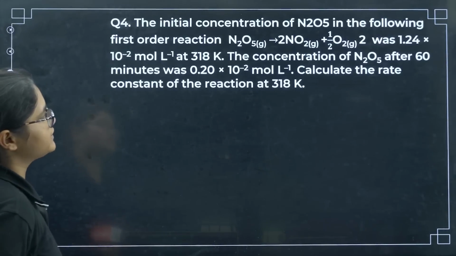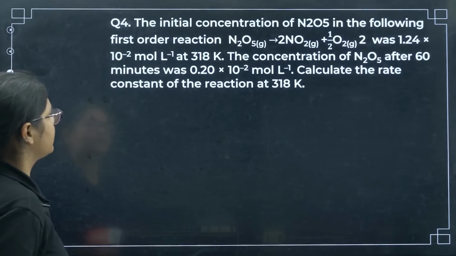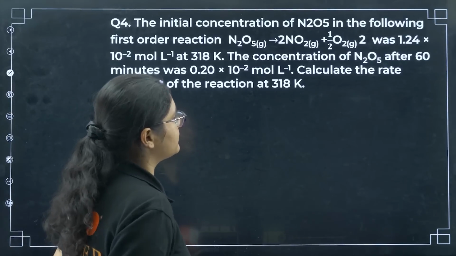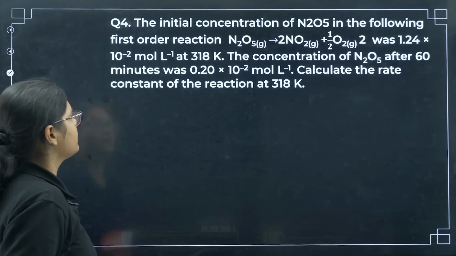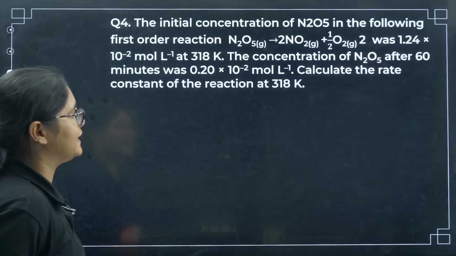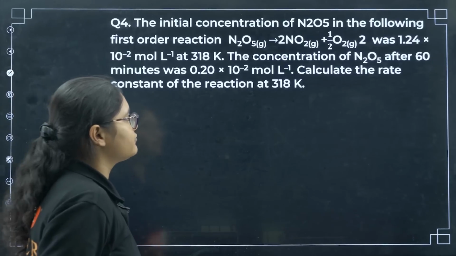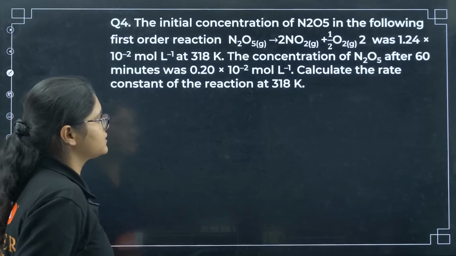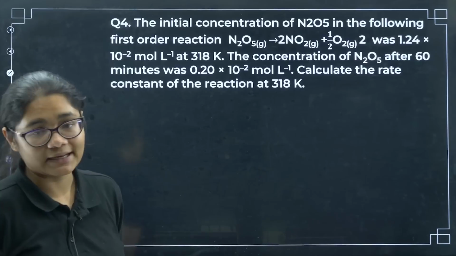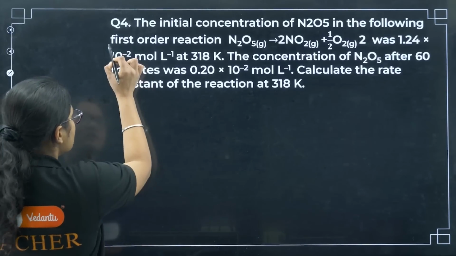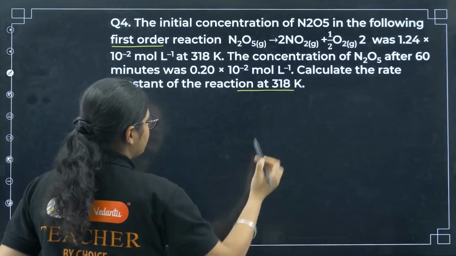The initial concentration of N2O5 in the following first order reaction, that is N2O5 gives 2 NO2 plus half O2, was 1.24 into 10 to the power of minus 2 mole liter inverse at 318 Kelvin. The concentration of N2O5 after 60 minutes was this much. Calculate the rate constant of the reaction at 318 Kelvin. So yes, it is already given. It is a first order reaction and we have to calculate rate constant.